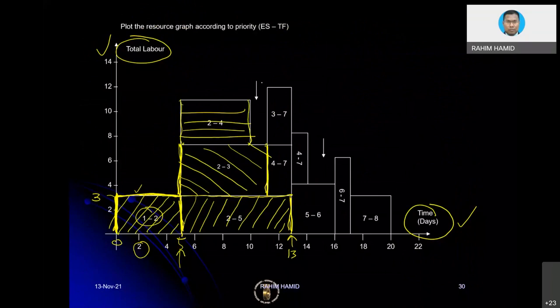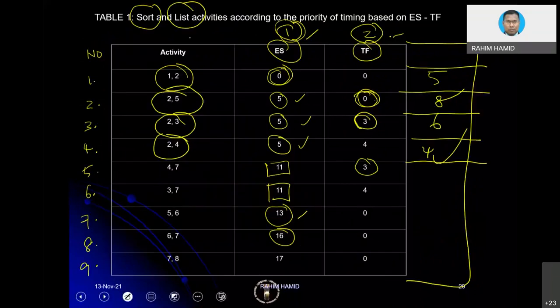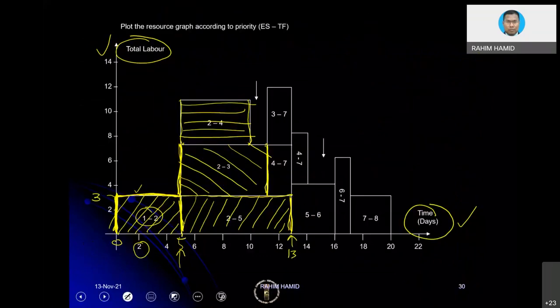Okay, so that is the purpose of listing out the activities according to the earliest start first, and subsequently the following starts, so that we can draw them according to their existence in terms of timing. The rest of the drawing will utilize the same concept, except that you might wonder, why are 4 and 7 split there?